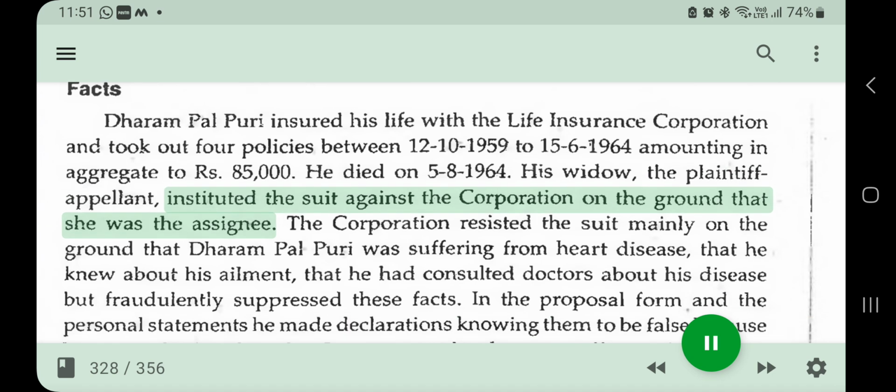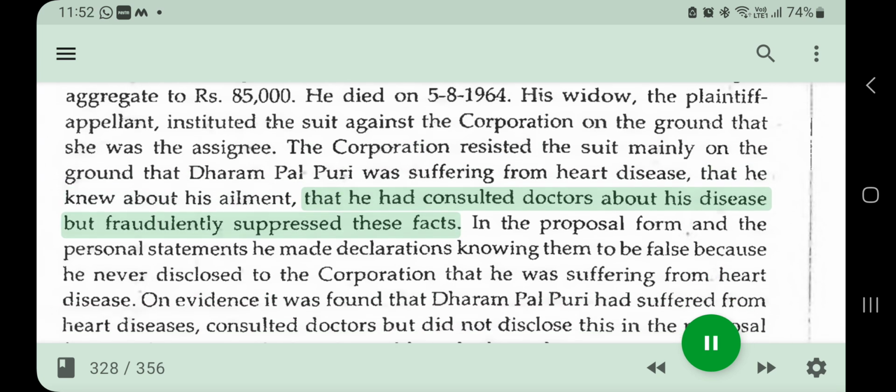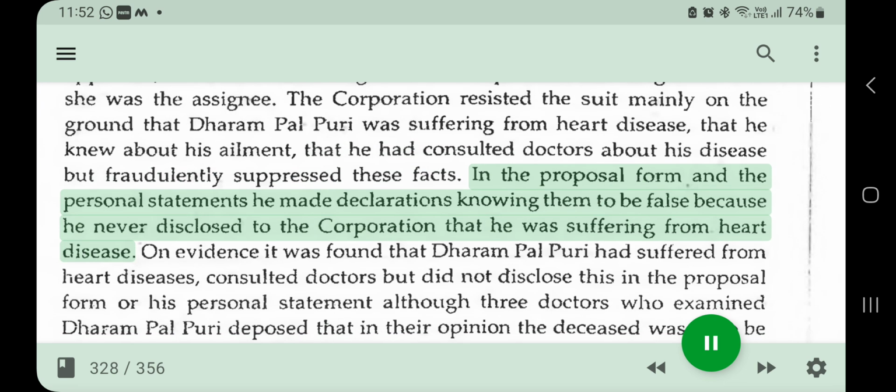His widow, the plaintiff appellant, instituted the suit against the corporation on the ground that she was the assignee. The corporation resisted the suit mainly on the ground that Dharampal Puri was suffering from heart disease, that he knew about his ailment, that he had consulted doctors about his disease but fraudulently suppressed these facts. In the proposal form and the personal statements he made declarations knowing them to be false because he never disclosed to the corporation that he was suffering from heart disease.